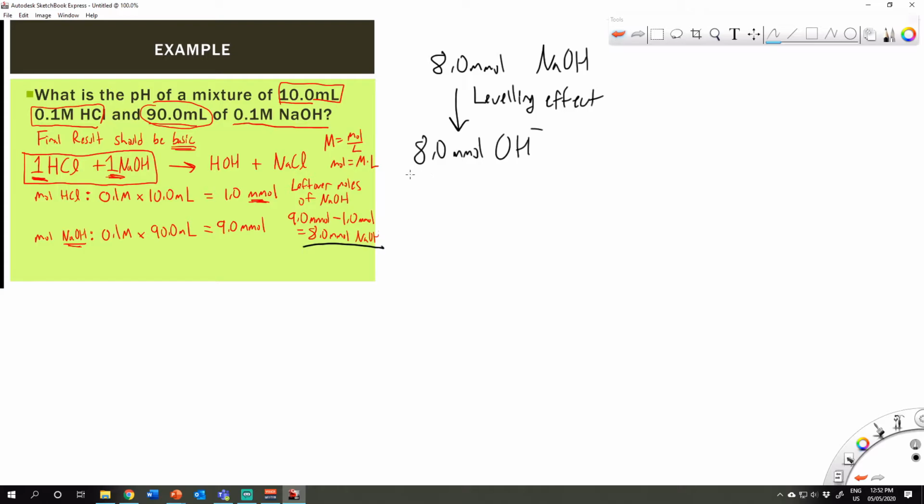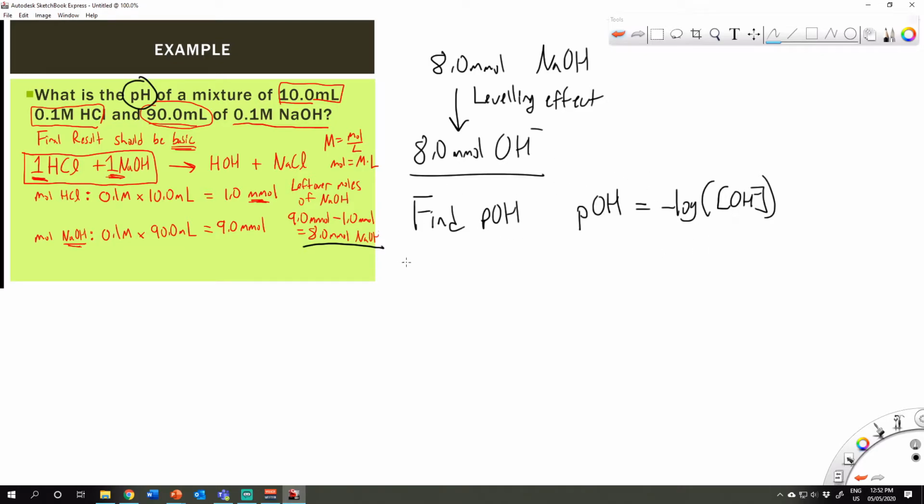All right, now we have the amount. Now we have the moles of OH minus. We're still asked to find the pH. Now we cannot find the pH from the OH minus. However, we can find the pOH. And we can use our formula from a previous lesson where pOH is the negative log of the concentration of hydroxide ions. So all we need to do now is find the concentration of hydroxide ions.